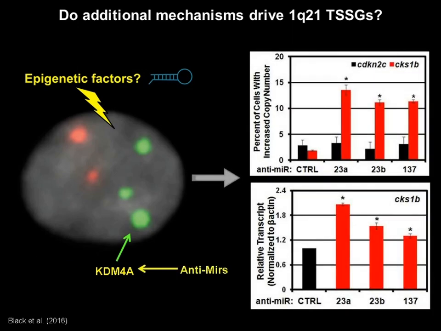We also did the inverse, where we put anti-miRs against them. And what you can see here in the two graphs, the upper one demonstrates you get increased copy number of CKS1B, which is in fact a very important pro-survival oncogene associated with myeloma and breast cancer and a few other cancer types.